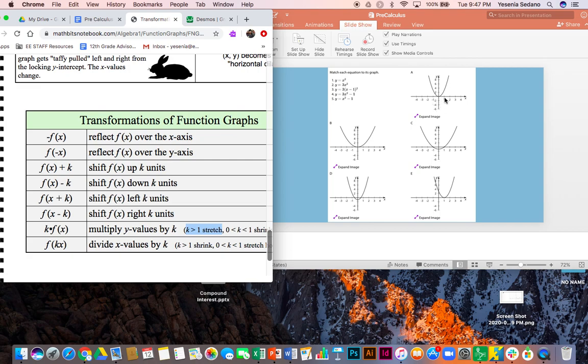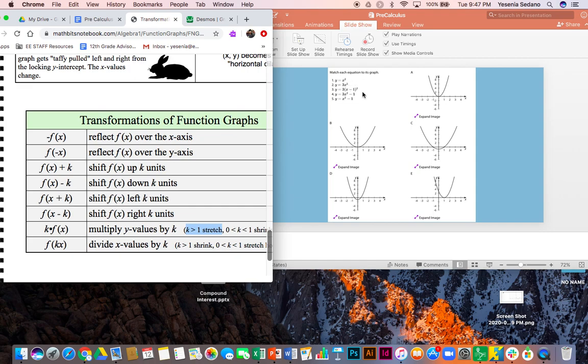It looks like this one got stretched by a multiple of 3. For example, when x is 1, you get 3, which looks to be about right. So I believe number 2 should get matched up with A. So this one's A, the first one's B.